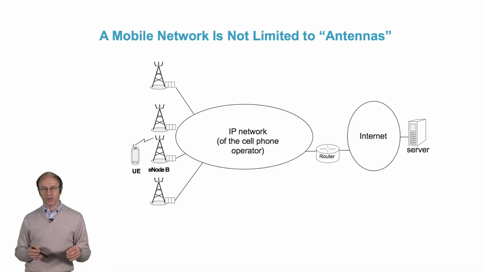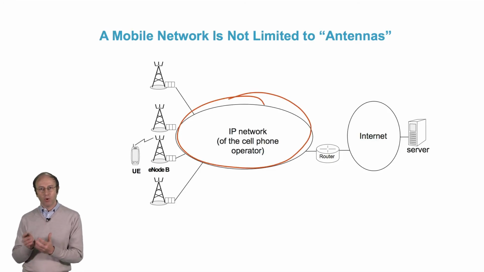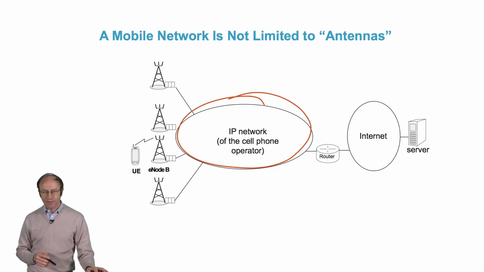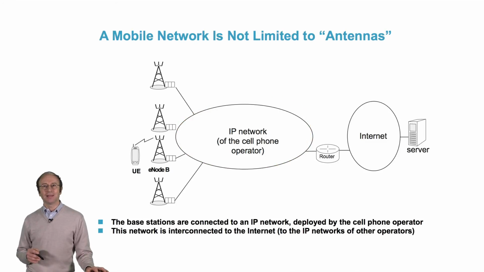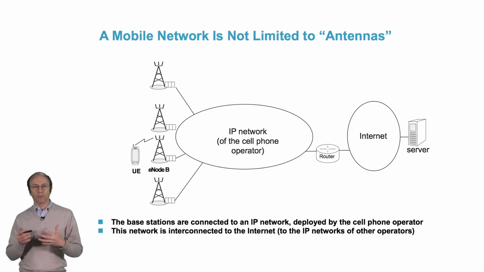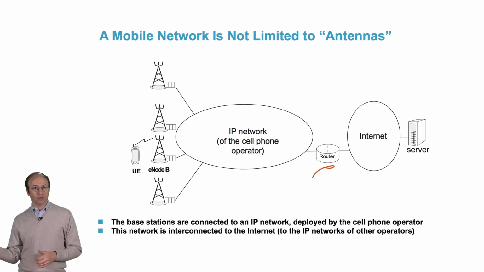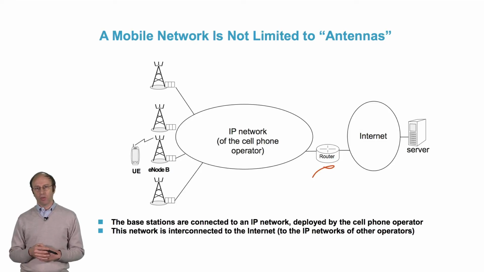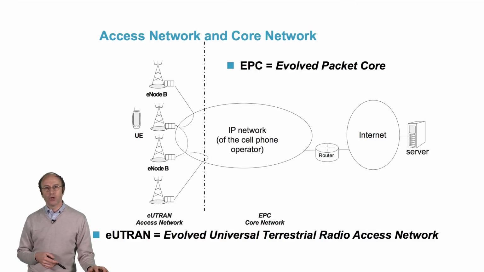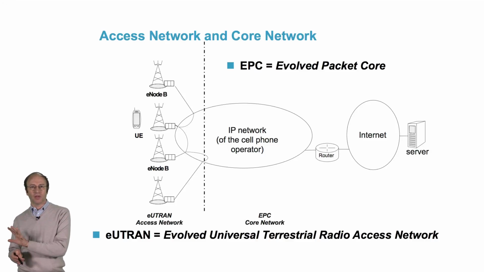The base stations are connected to an IP network deployed by the cell phone operator. This network is interconnected to the internet, to the IP networks of other operators via one or several routers. We'll get into the details in other videos. We have two subnetworks, the access network and the core network.